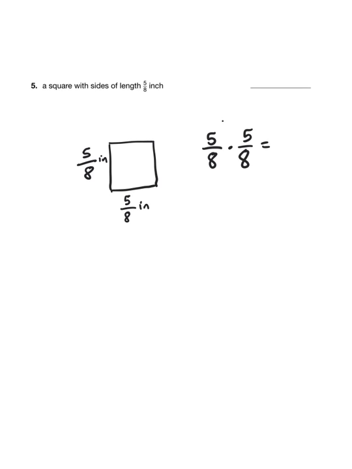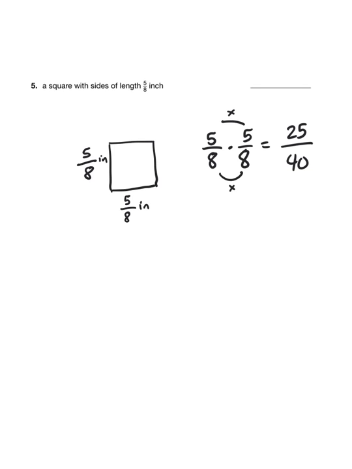Okay, for this next example, we're going to work with a square. And we know that all 4 sides of a square are equal. So we're going to be doing 5/8 of an inch times 5/8 of an inch. Multiply your numerators. Multiply your denominators. Now we can simplify.